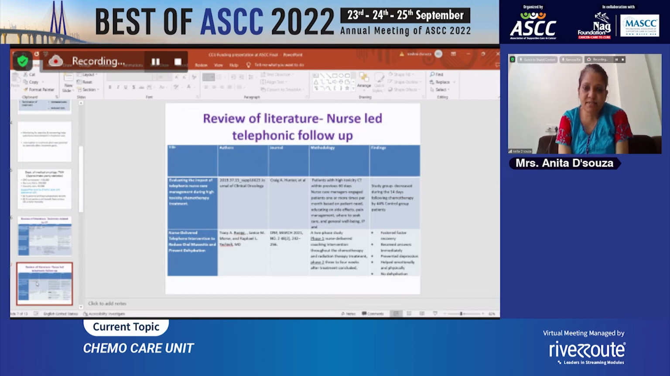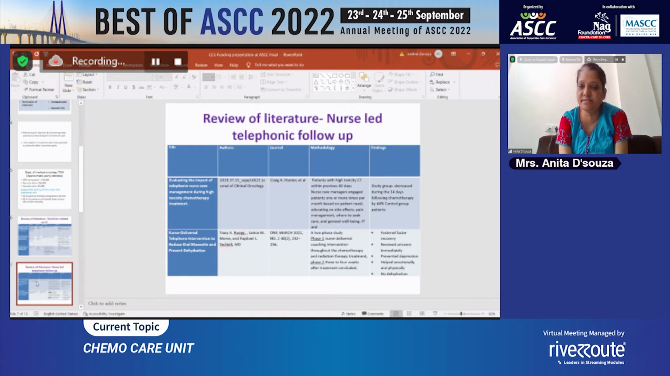In a study done by Tracy Ruegg et al. on nurse-delivered telephonic interventions in reducing oral mucositis and preventing dehydration in patients receiving chemotherapy and radiation therapy for lung and head and neck cancers, the study was run in two phases.